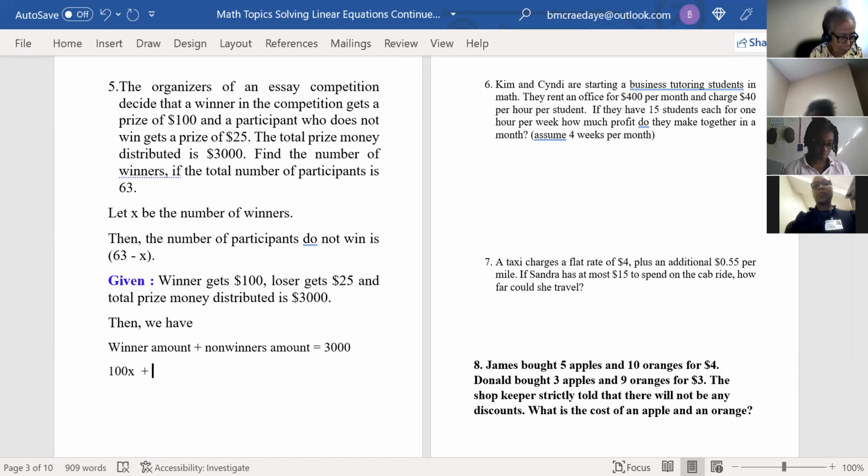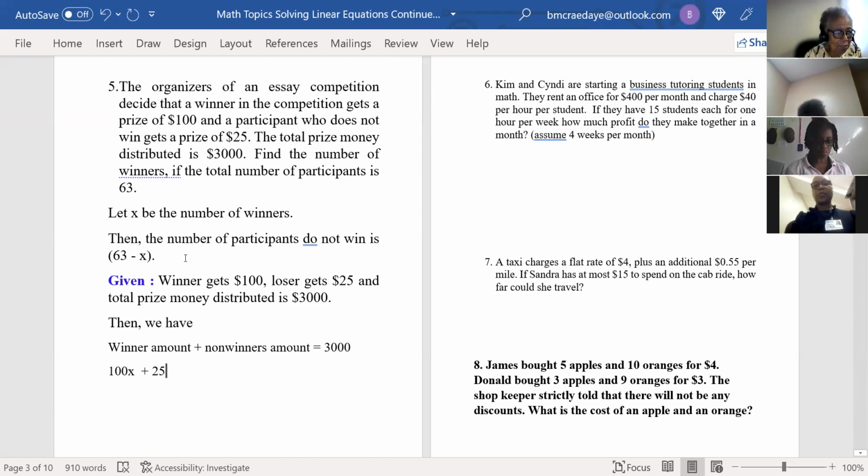100. No. 25 times 3,000. No. Okay. X is the number of winners. The total number of participants is 63. So the number of participants that do not win is right here.